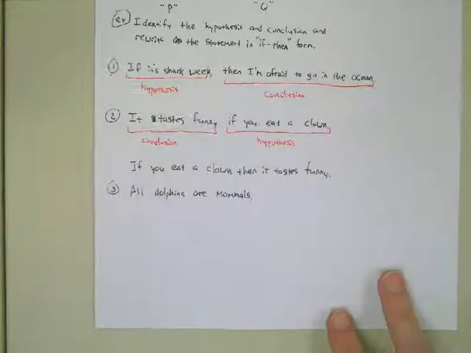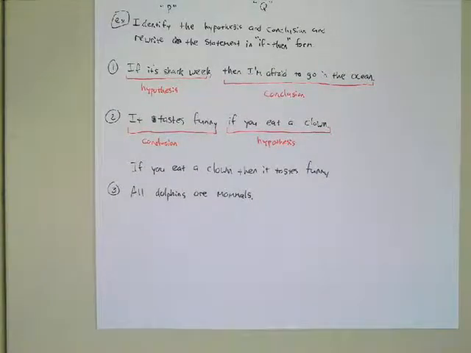Next statement here is, all dolphins are mammals. There's no "if" in here. There's no "then" in here. But this can be rewritten in an if-then form. You have to add a few more words, okay? Let's break it down first. What's the hypothesis? If you're a dolphin. Okay, so all dolphins, that's kind of like the hypothesis part here.